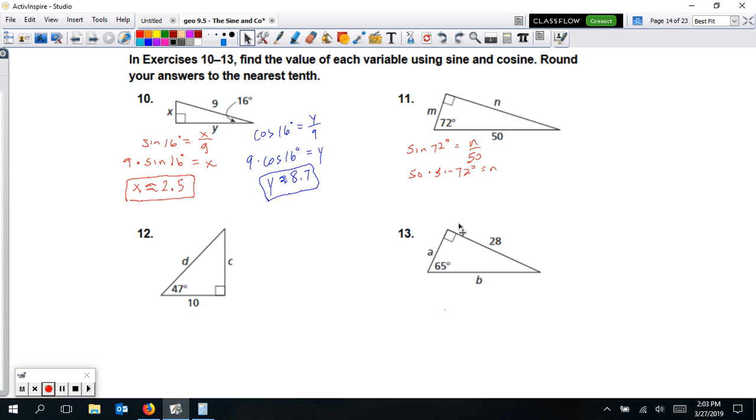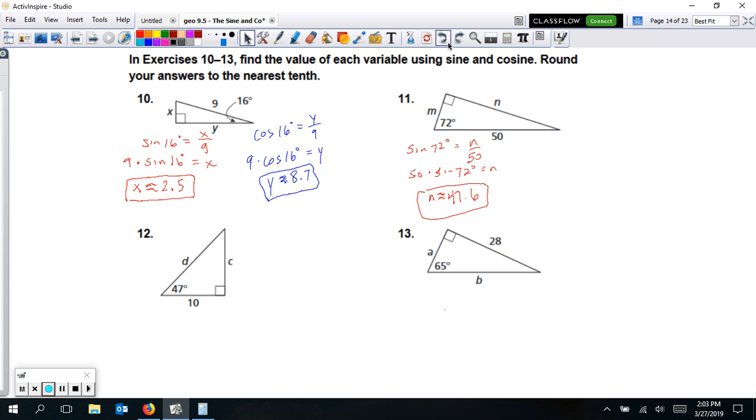Okay, so you finished number 11. So sine of 72 times 50, that should have given you a decimal of 47.6. If that's not what you got, then go back to your calculator and see what you did incorrect, and make sure you get 47.6.